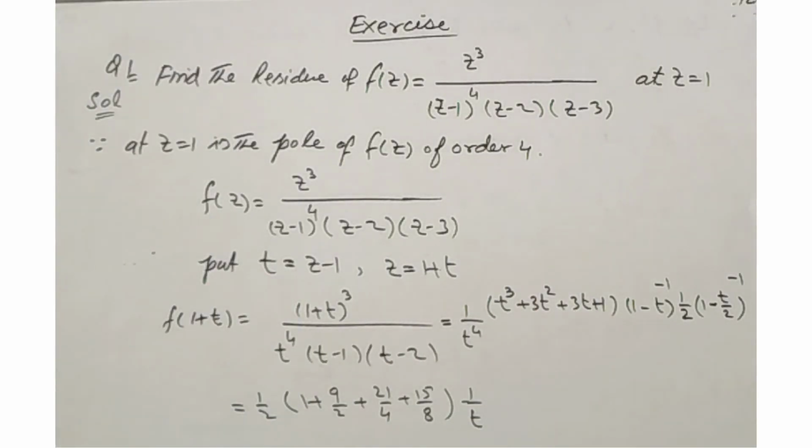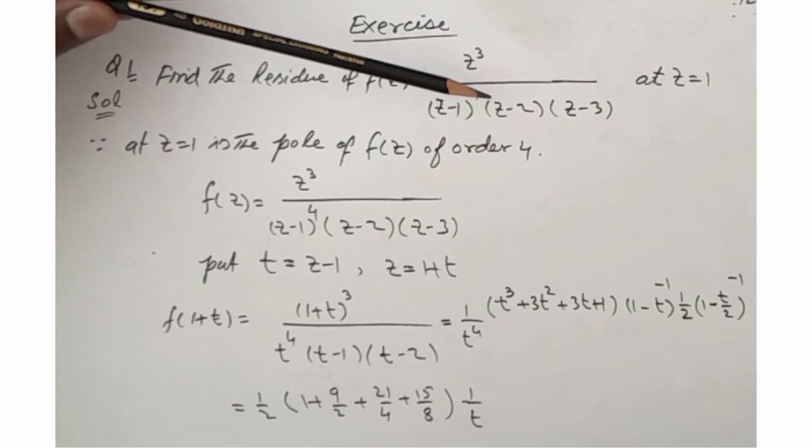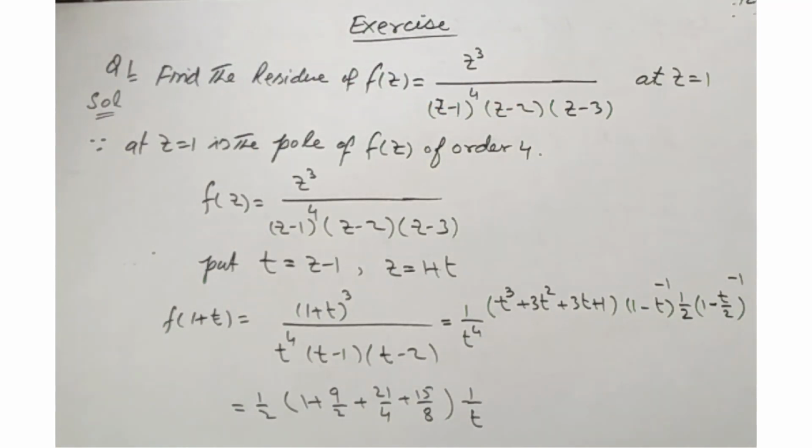Now we start the exercise. How to find a residue? Question 1. Find the residue of the function f of z equal to z cube over (z minus 1)^4 (z minus 2)(z minus 3) at z equal to 1.